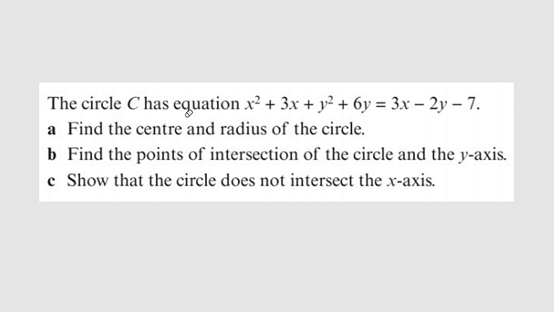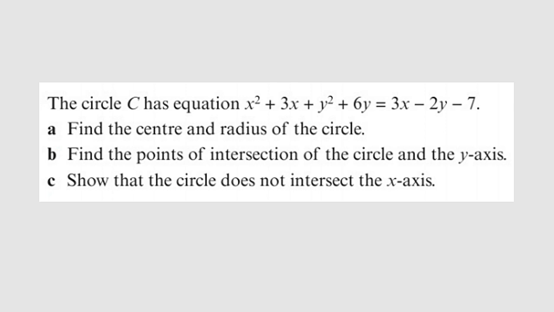The circle C has the equation x squared plus 3x plus y squared plus 6y equals 3x minus 2y minus 7. We're asked to find the center and the radius of that circle. We're asked to find the point of intersection of the circle and the y-axis, that is the y-intercept. And also we're asked to show that the circle does not intersect the x-axis.